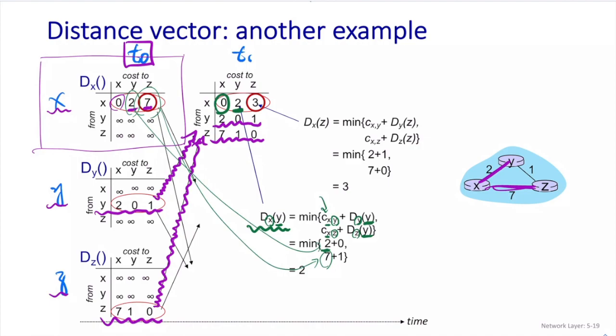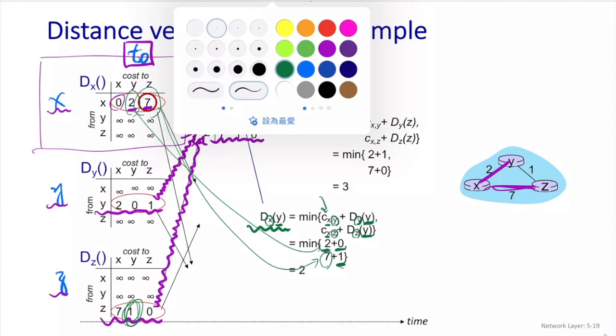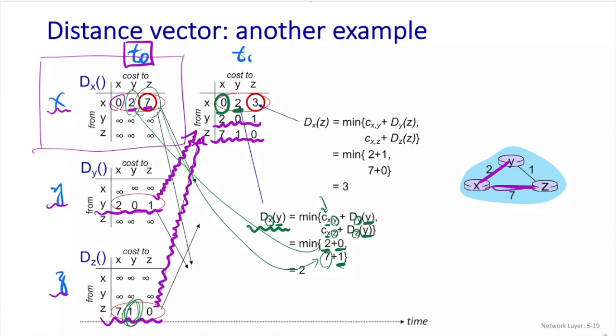That is advertised by y and z at time 0, but we got the numbers at time T1. So DYY should always be 0, but DZY is advertised by z. So the minimum number should be 2. It does not change. However, let's take a look at another one, the red one. This number should be DXZ. That means I would like to go from x and end with z.